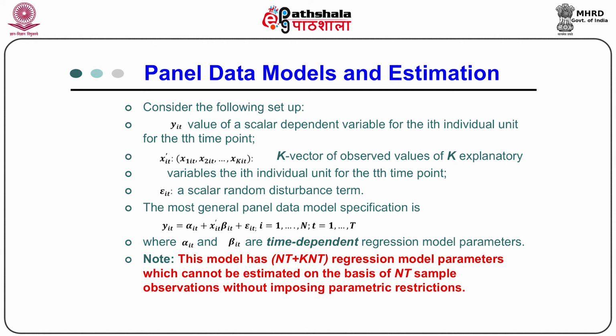The most general model specification is Y_it equal to alpha_it plus x_it prime beta_it plus epsilon_it, i running from 1 to n and t running from 1 to T, where alpha_it and beta_it are the time dependent regression model parameters. And note that the model has NT plus KNT regression model parameters, which cannot be estimated on the basis of NT sample observations without imposing parametric restrictions. So, basically we need some parametric restriction in order to have a consistent estimate of the parameters.